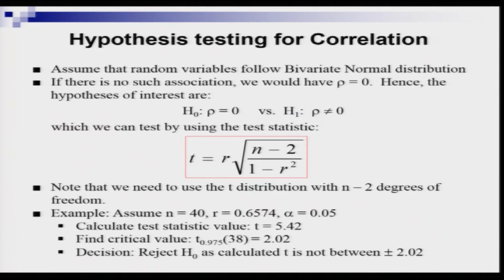So I have to calculate the test statistic value first, and the T calculated value is 5.42. Now if I want to follow a traditional method of hypothesis testing, then I have to find the critical values, right. As it is a two-tailed test, alpha needs to be split into two equal parts, one for the right tail and one for the left tail.